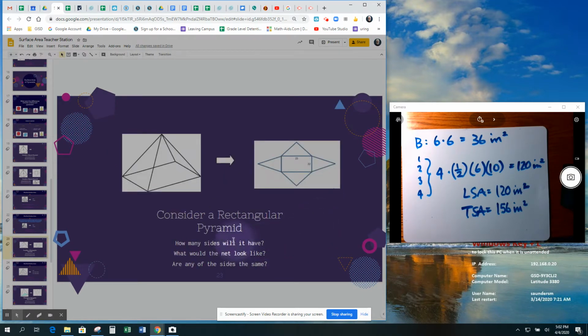All right, consider a rectangular pyramid, similar to a square, except the triangles are not all the same size. So I can't do this trick of 1, 2, 3, 4 and then just multiply by 4. I have to consider every triangle now. Maybe 2 opposites will be the same, and the other 2 opposites will be the same. So we have to take care on that one.